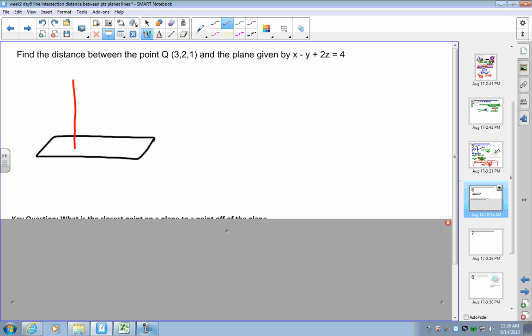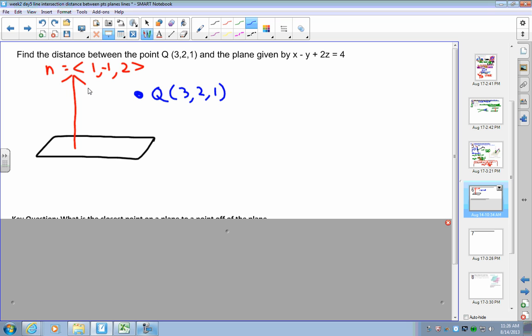Out of the plane is my normal, and that's given by the coefficients of the plane. So it's 1, negative 1, 2. Okay? I put Q over here. It's point Q, which is 3, 2, 1.